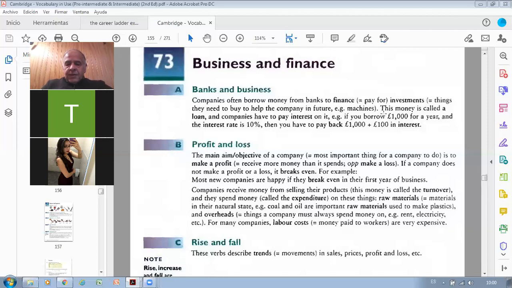Gastos generales. Gastos generales. Normalmente los raw materials serían los gastos operacionales, las cosas que tienen que ver con el material que tú utilizas para tu compañía. Y los overheads son los gastos generales, ¿ya? La renta, la electricidad, el agua, el gas, etc. ¿Ya? El local, ¿ya? And the labor costs are the expenditures that you have in order to pay the money that you pay to your workers.